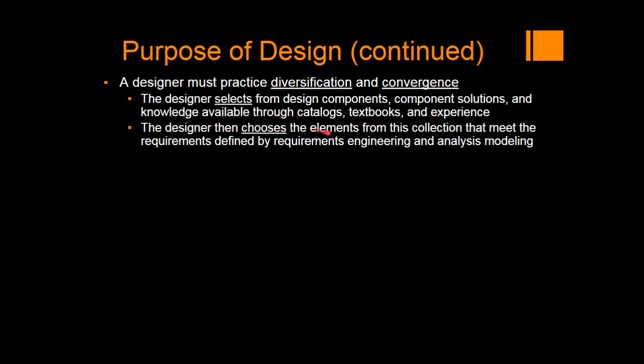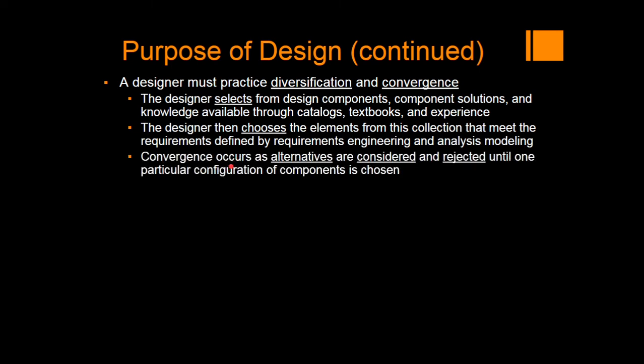The designer then chooses the elements from this collection that meet the requirements defined by the requirements engineering and the analysis modeling. Convergence occurs as alternatives are considered and rejected until one particular configuration of the components is chosen. That means diversification is when they have a varied number of solutions from different angles, and they analyze all the possibilities with respect to the constraints, and then they come to some convergence. That means they come to some better alternative where the other possibilities are rejected while this possibility is considered.